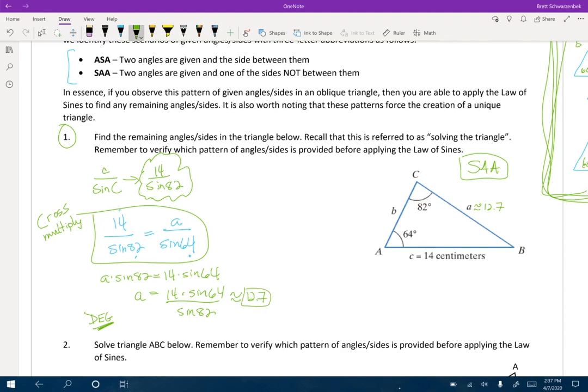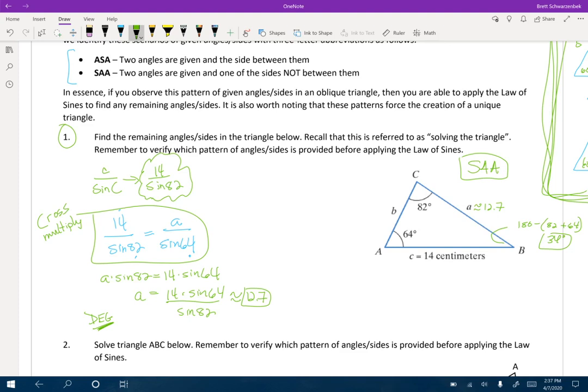What else can we do? Well, we can find angle B by doing 180 minus the sum of 82 and 64. That's going to be 34 degrees. Okay, so that's one of the missing angles. Therefore, we can then move on and do the last ratio.